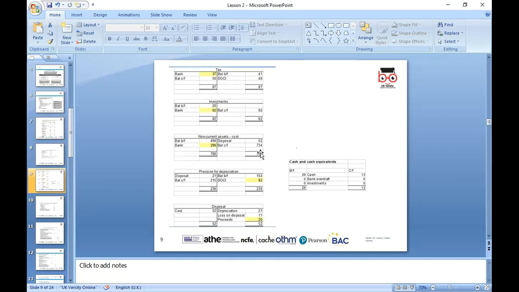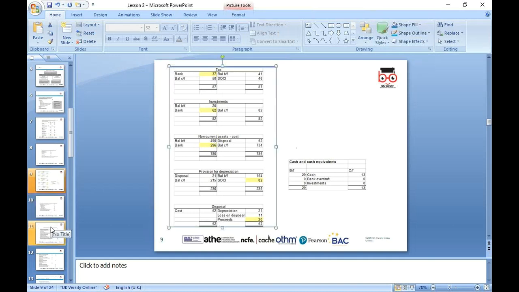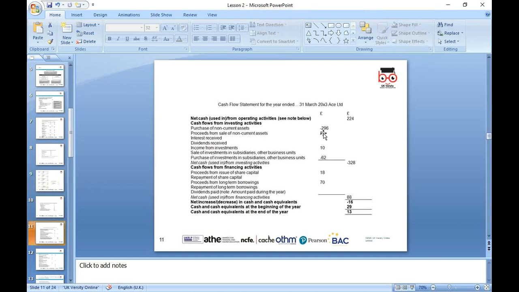So look, non-current assets: we start with the balance brought down 490, and at the end we have a balance of 734. We disposed of an asset worth 52,000, and the difference is coming on this side, which means we have bought more non-current assets worth 296 million. So 296 million we have used in cash. Then the proceeds from the asset we disposed of, we have 20,000 proceeds.